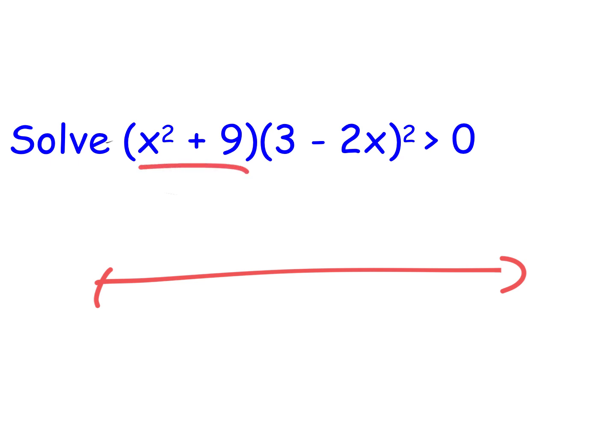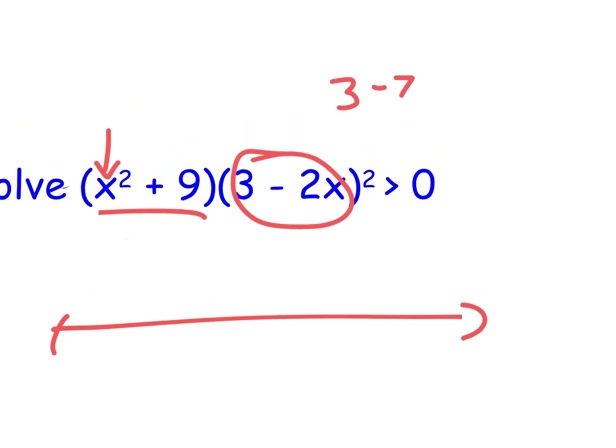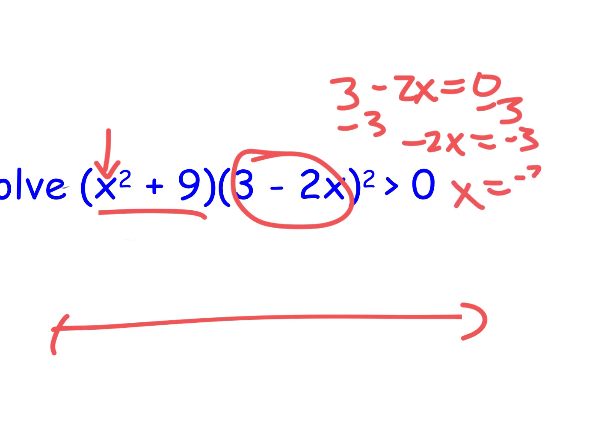There's no way to make that 0. Try all you want to stick in any number you want and you won't be able to make it 0. But this one you can make it 0. I like to write it this way. 3 minus 2x equals 0. x equals three over 2. That's my only spot on my number line.